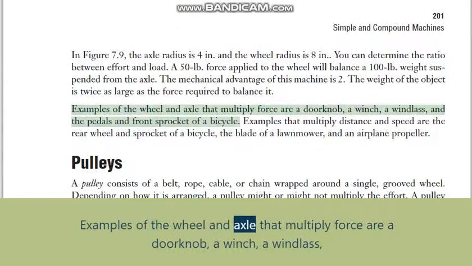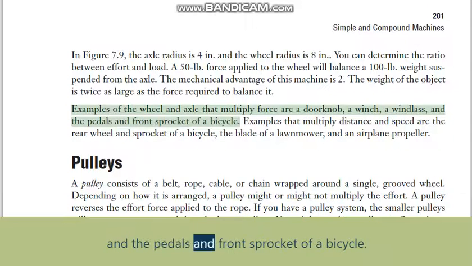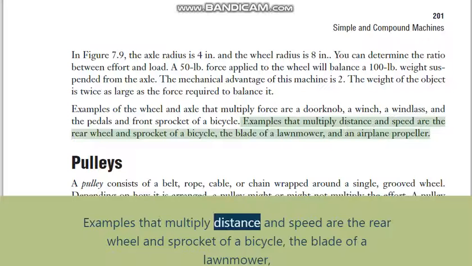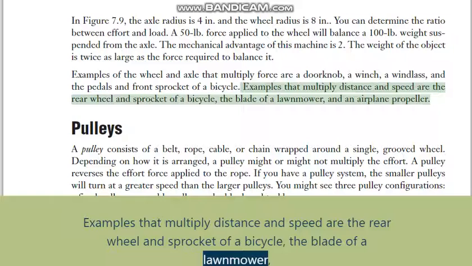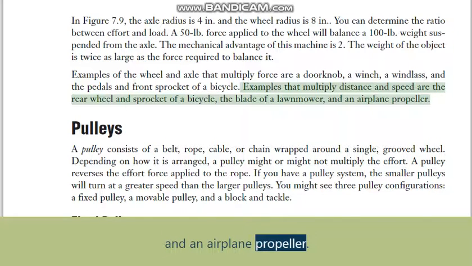Examples of the wheel and axle that multiply force are a doorknob, a winch, a windlass, and the pedals and front sprocket of a bicycle. Examples that multiply distance and speed are the rear wheel and sprocket of a bicycle, the blade of a lawnmower, and an airplane propeller.